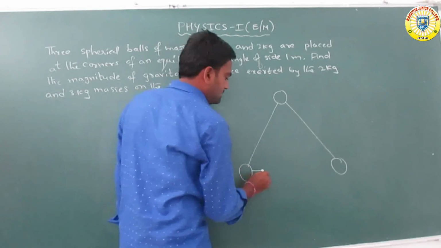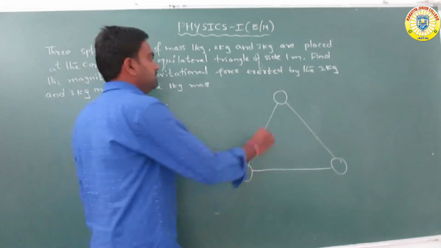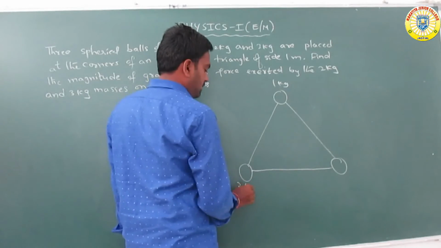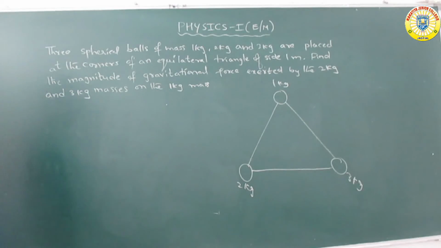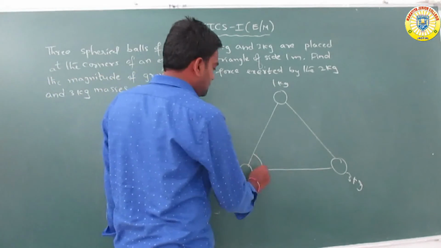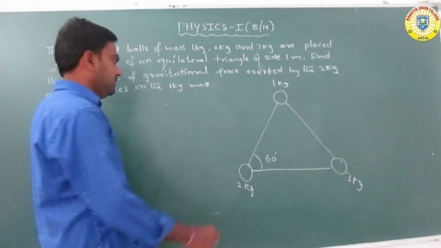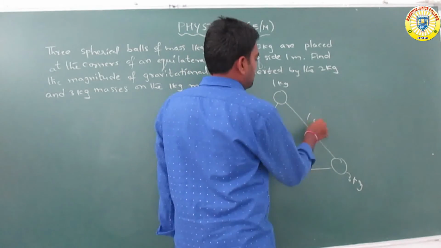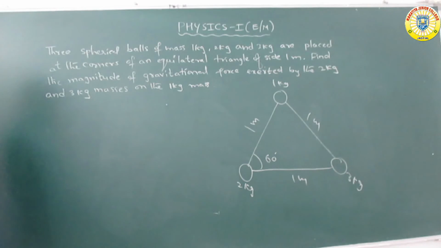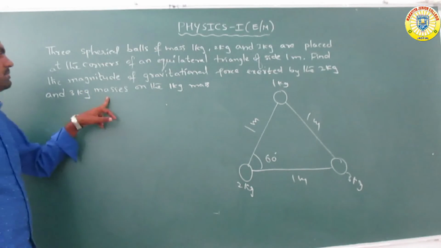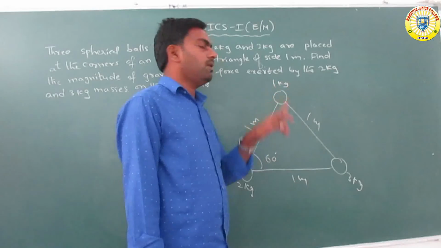So consider these three spherical balls of masses 1 kg, 2 kg, 3 kg placed at the corners of an equilateral triangle. An equilateral triangle has angles of 60 degrees, and each side is 1 meter. Find the magnitude of the gravitational force exerted by the 2 kg and 3 kg masses on the 1 kg mass.